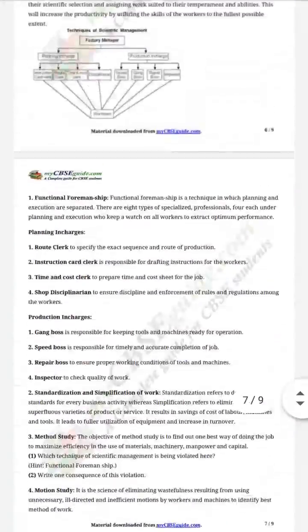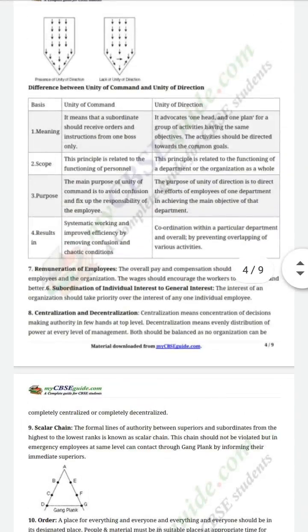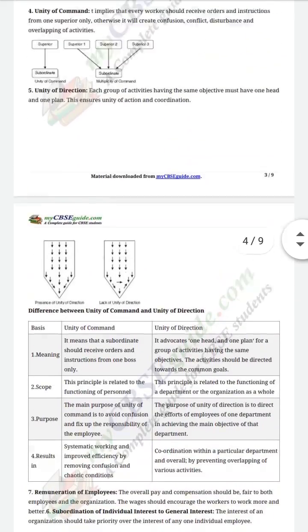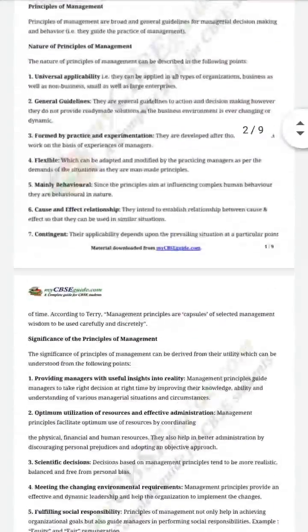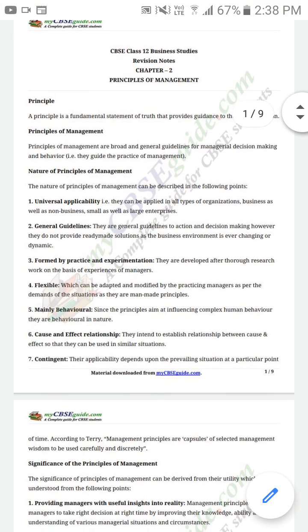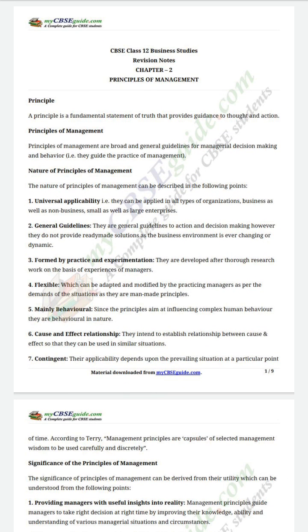Okay, so be thorough in this revision part, and take the case studies. I already attached the case studies for this chapter, so take the case studies and be thorough in this part. Okay, tomorrow I will attach some of the important case studies. Study the case study and be thorough in the concepts of this chapter.